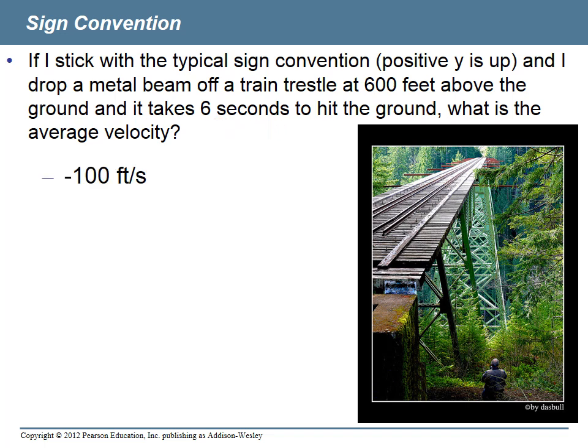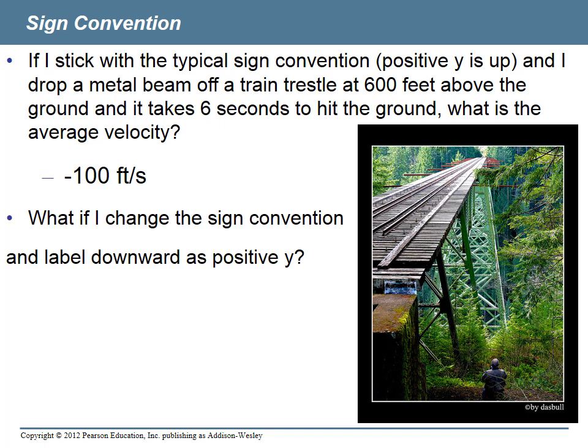I gave the answer too quick there, but we'll have 0. Our position 2 is 0 minus position 1, 600. This will give us negative 600 as our delta y. Delta t, our change in time, is 6 seconds. So we have negative 600 divided by 6, which leaves us with negative 100 feet per second.